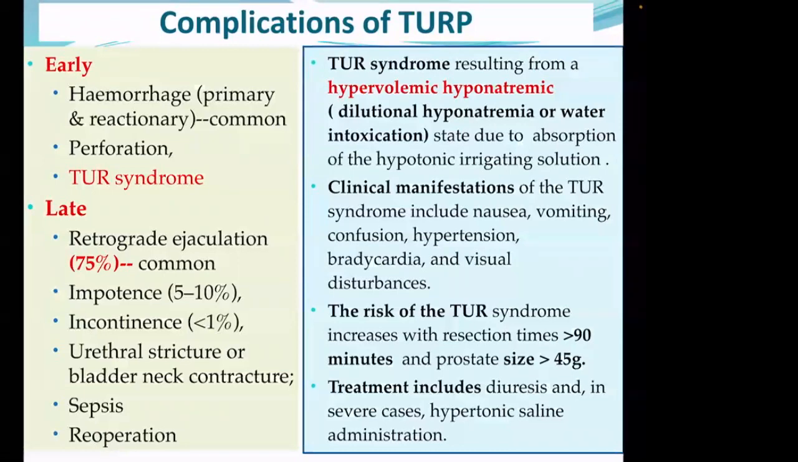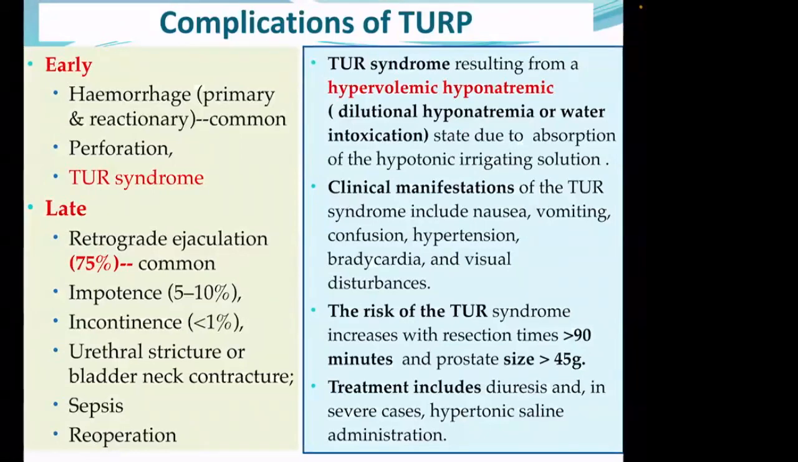For TURP, what we do is we put a traction Foley catheter to prevent the bladder neck bleeding, and also we irrigate the bladder continuously such that even if there is bleeding, it will not clot the bladder. If you resect very deep, then you may perforate the capsule of prostate. This is also possible. And there is a syndrome known as TUR syndrome. I'll explain, wait for that.